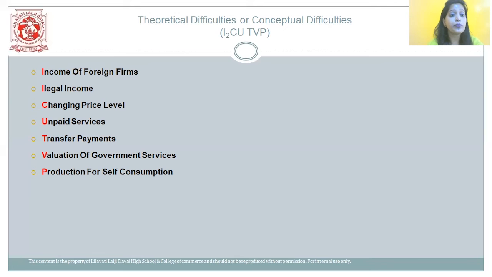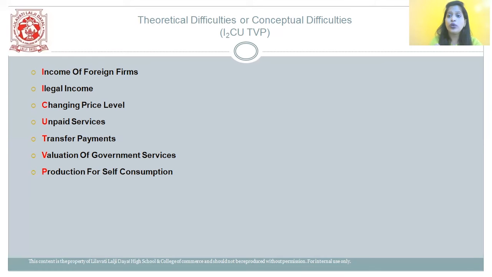Third one, changing price level. Changes, students, in the price level of the commodity make calculation of national income a bit difficult. Next one is unpaid services. Services of housewives, of charity firms, etc., are not considered while calculating the national income. Next one, you have transfer payments. Transfer payments include pension, unemployment, etc. They are treated as income of an individual, and on the other hand as an expenditure for the government. So transfer payments are avoided.